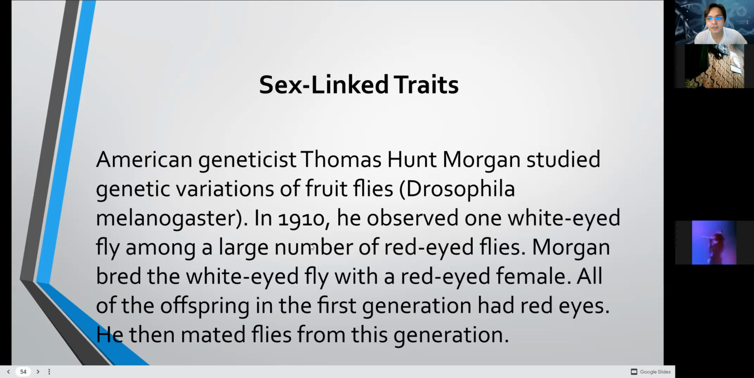In 1910, he observed one white-eyed fly among a large number of red-eyed flies. Morgan bred the white-eyed fly with a red-eyed female. All of the offspring in the first generation, or F1, had red eyes. He then mated flies from this generation, so all were red-eyed flies.